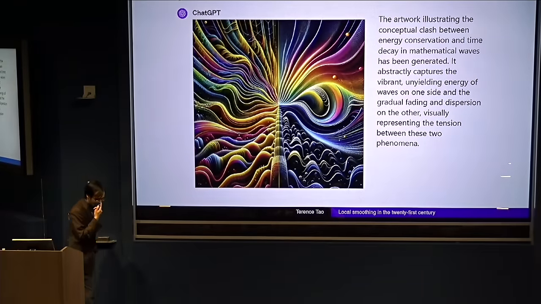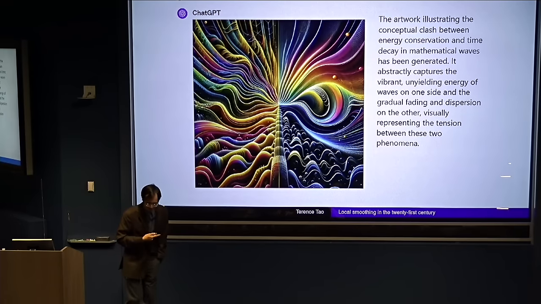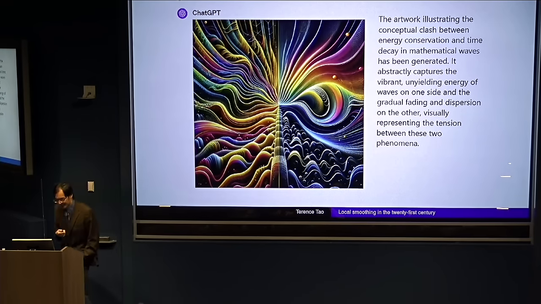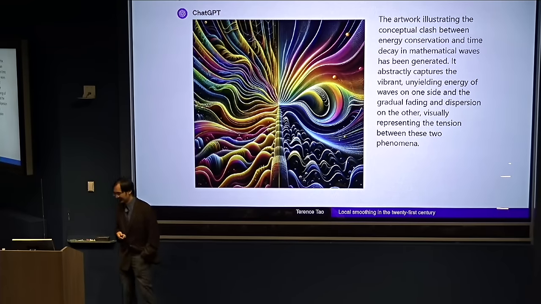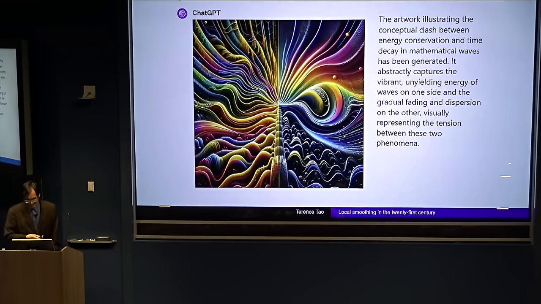So I first decided, since I played with ChatGPT, I was curious to see what it would do to explain, at least in pictorial form, what the conflict was between energy decay and dispersion. I'll leave it to you to judge whether this actually adds anything to the discussion. But anyway, I thought this was a nice image that came out. There are a lot of ChatGPT rejects, actually, that did not make it to this talk.